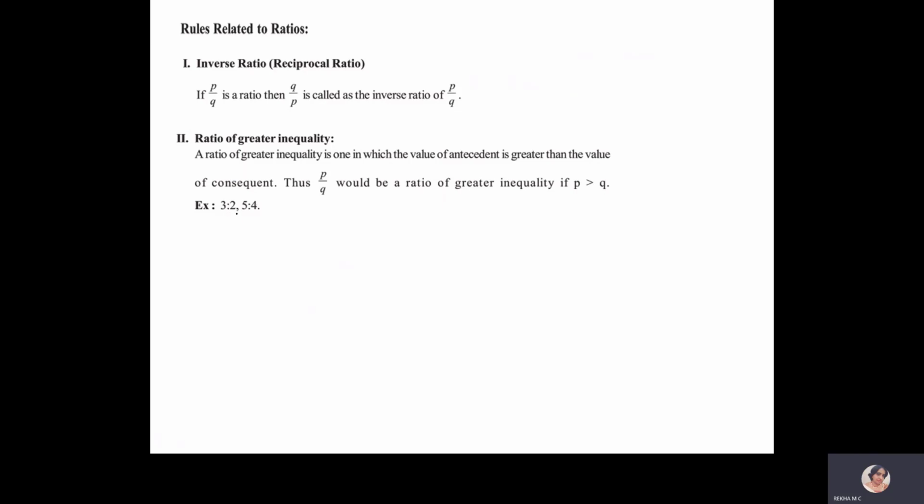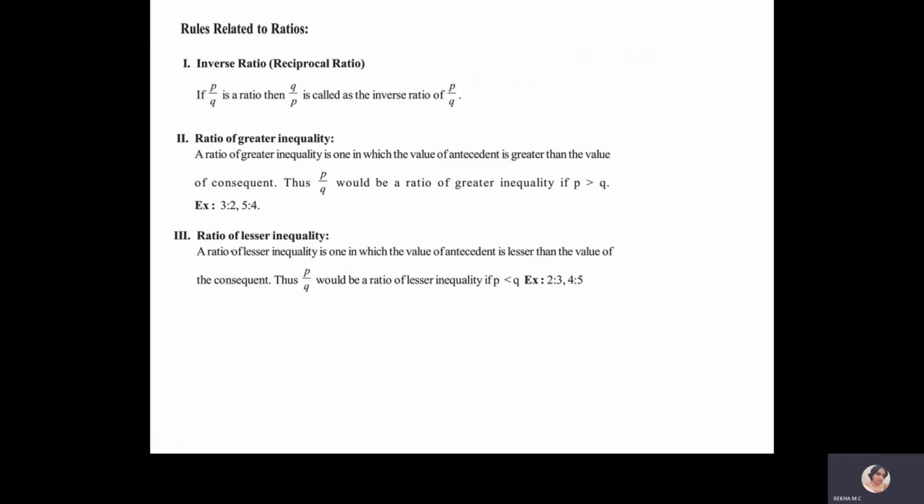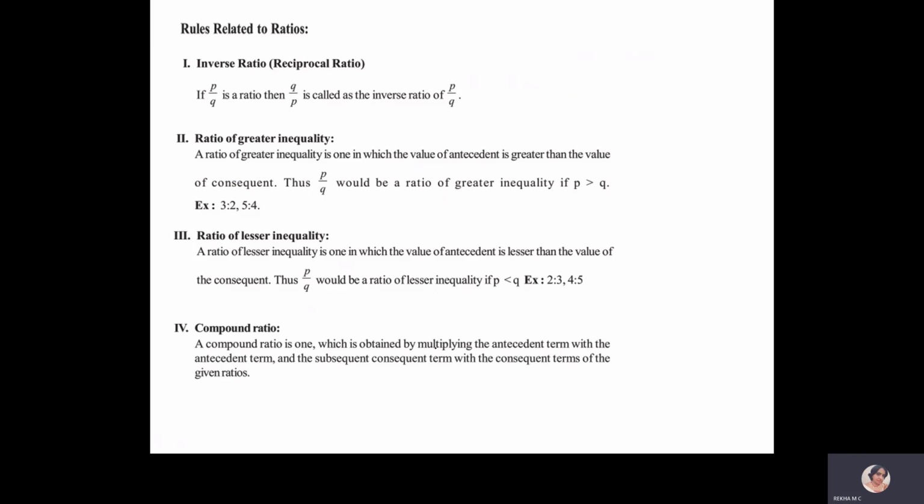Example, 3 is to 2, 5 is to 4. Here you can see that the antecedent is more than the consequent. Next is ratio of lesser inequality. A ratio of lesser inequality is one in which the value of the antecedent is lesser than the value of the consequent. Thus, p by q would be a ratio of lesser inequality if p is less than q. Example, 2 is to 3, 4 is to 5.